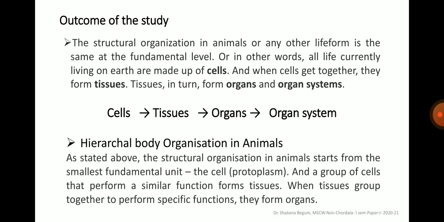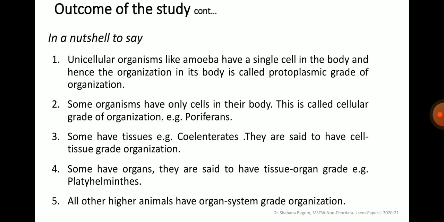As stated above, the structural organization in animals starts from the smallest fundamental unit, the cell, which is made up of protoplasm, and a group of cells that perform a similar function form tissues. When tissues group together to perform specific functions, they form the organs. In a nutshell, unicellular organisms like amoeba have a single cell in the body, and hence the organization in the body is called the protoplasmic grade of organization. Some organisms have only cells in their body. This is called the cellular grade of organization.